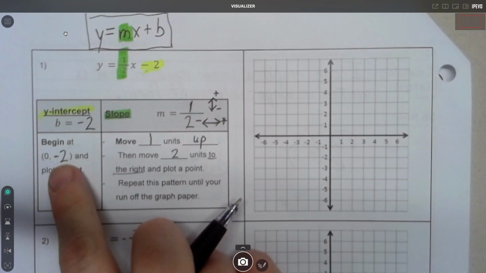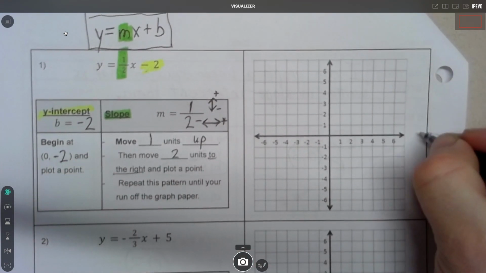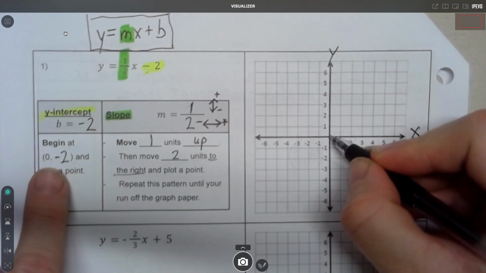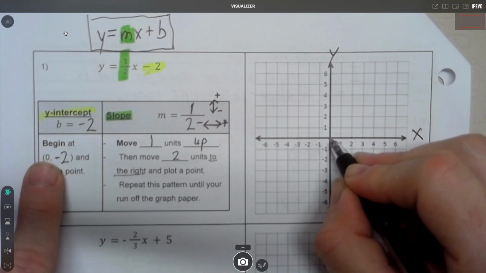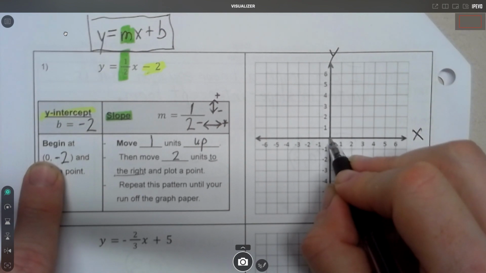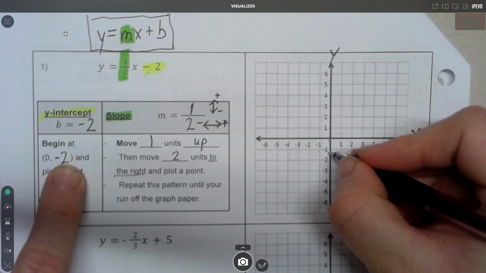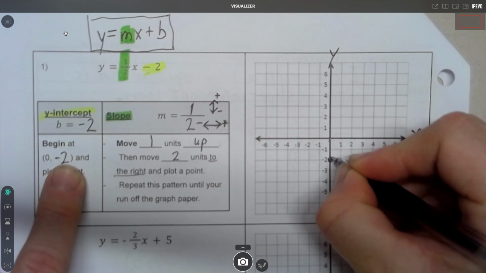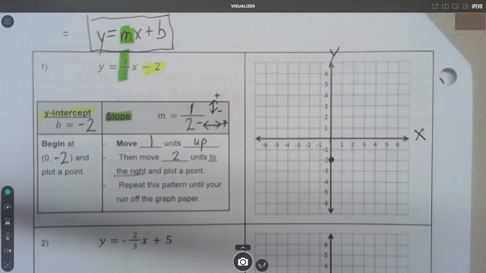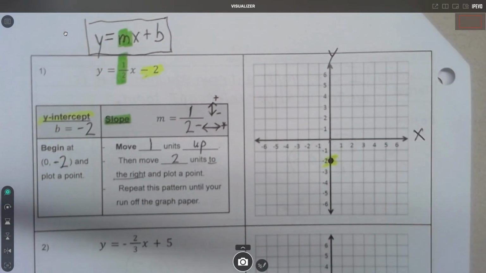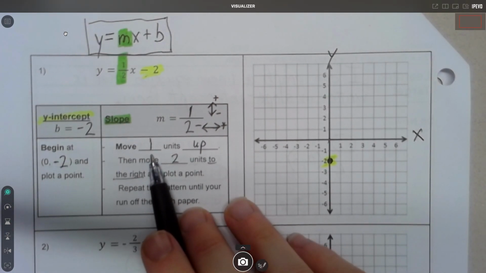So I'm going to start at 0, -2. Let me label my x and y axis. Okay, so to plot this point, I go to the origin. I'm going to move 0 units to the left or to the right, so I stay put. And then I'm going to move 2 units down. That's my y-intercept. That's where I start. I'm going to give that a quick little yellow highlighter. I started at this point. That's my beginning. And now I'm going to follow these directions to get to the next point.